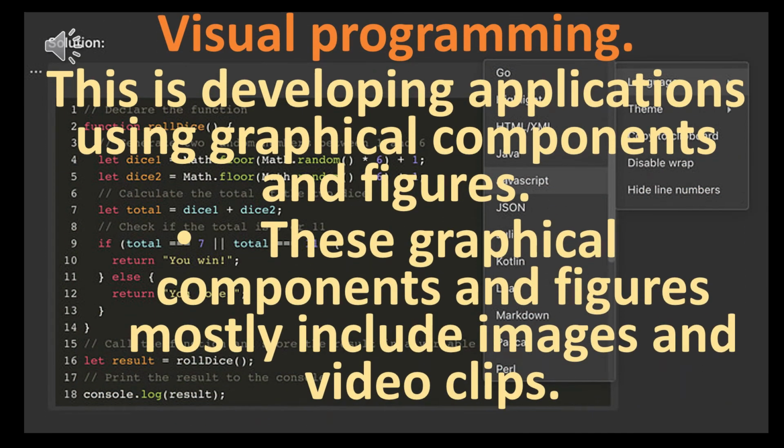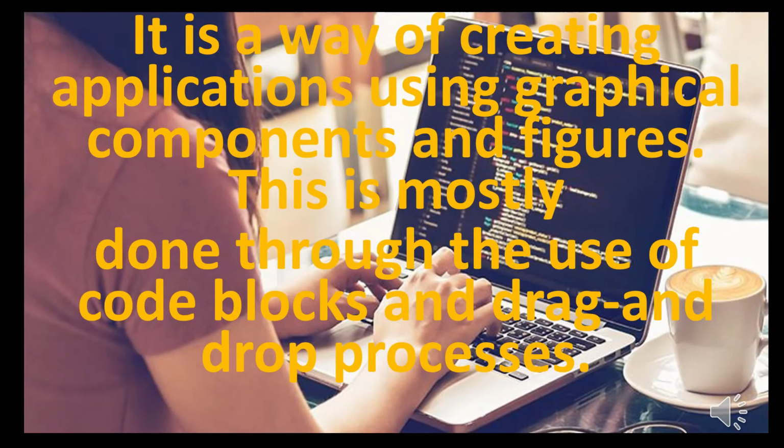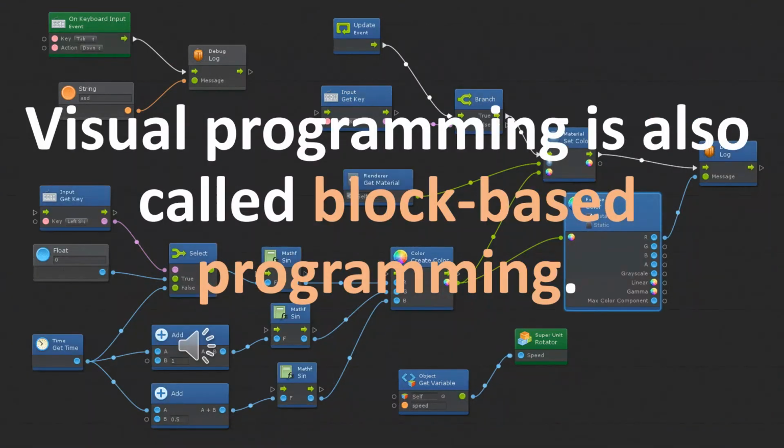Visual programming. This is developing applications using graphical components and figures. These graphical components and figures mostly include images and video clips. It is a way of creating applications using graphical components and figures. This is mostly done through the use of code blocks and drag-and-drop processes. Visual programming is also called block-based programming.